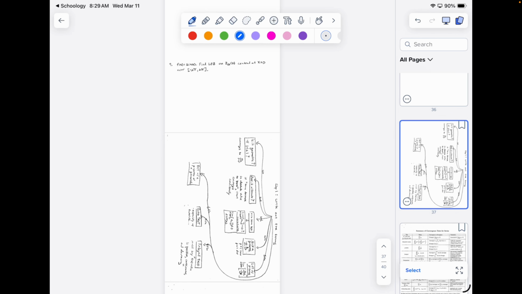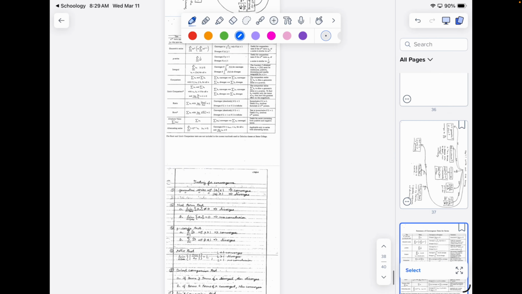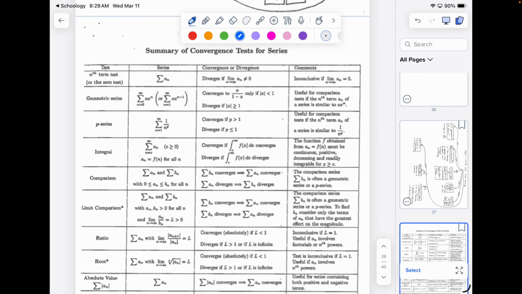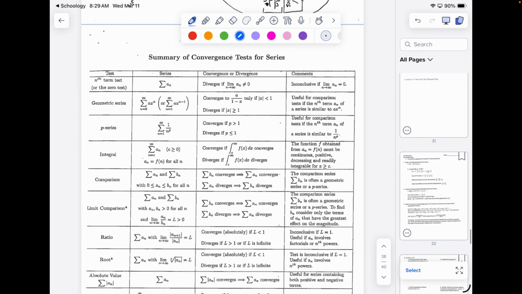So this is a flow chart for your convergence tests. And this sheet right here, I think you're going to reference a lot. We will go through and learn what all of these are, but these are all the convergence tests for series. And yes, you're supposed to have them memorized. So we have those, and we're going to reference back to that, okay? Some of them we actually already know. Some of them we're learning for the first time. We're going to practice using them. They're all different ways to test if a series converges.